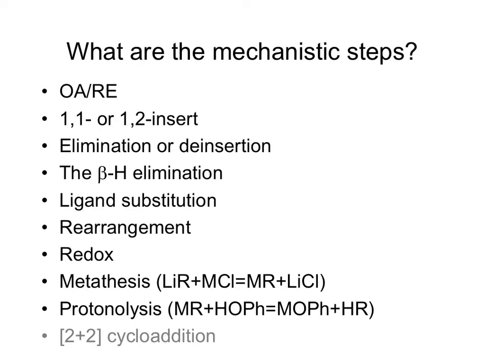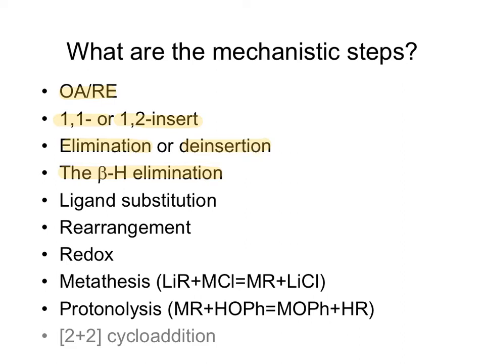Okay, so what are the mechanistic steps that you are allowed to use? And maybe allowed is the wrong word, but I don't want you to ever propose a step that we haven't talked about in class. I'm not going to try to trick you. So oxidative addition and reductive elimination, that is a step that you should be able to propose. The 1,1 insertion, so the carbonyl insertion or migratory insertion. The 1,2 insertion, which is seen with olefin chemistry. The reverse of that reaction is elimination in the case of the 1,2 insertion, or deinsertion in the case of the carbonyl insertion. The beta hydrogen elimination is a special case of an elimination reaction.